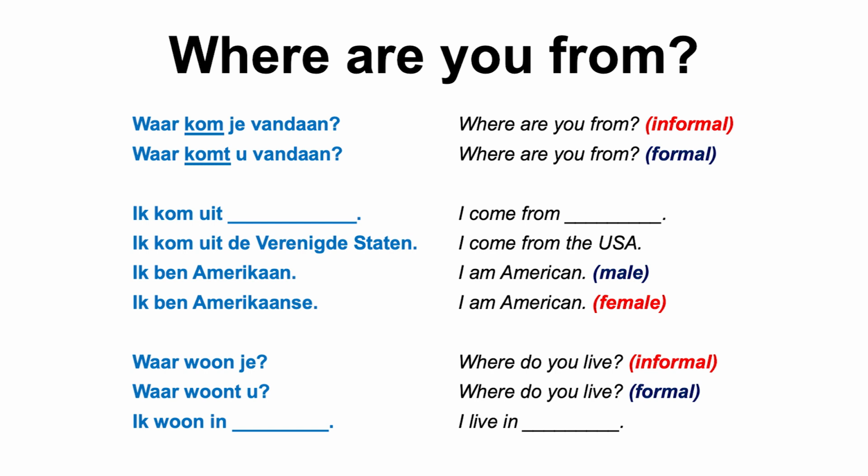Your answer to this question might be ik kom uit de Verenigde Staten. I would say ik kom uit Nederland. You could also say ik ben Amerikaan. Officially, there is also a female form, but it isn't so common today. The last question for this slide will be where do you live? The way to say this in Dutch is waar woon je? Or waar woont u? The answer is ik woon in.